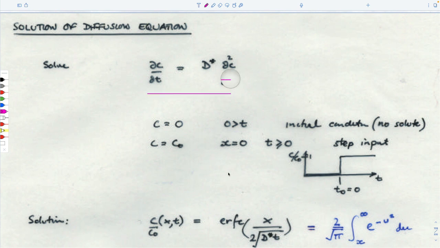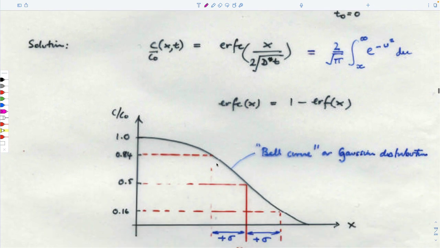But if we solve the second order PDE, which is here, which we won't do, we end up with an expression which gives us the concentration as a function of location and time. It turns out to be the complementary error function, which is a function on your calculator you could use. And the distance traveled in one dimension would be x away from the source. This would be the characteristic diffusion coefficient.